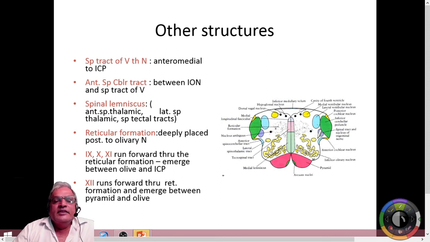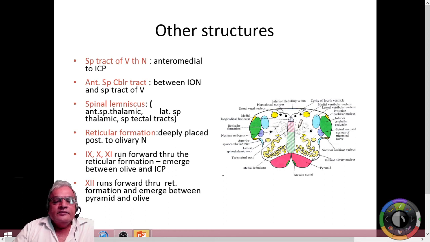Then the spinal lemniscus. Where is the spinal lemniscus? It's not very obvious here. The spinal lemniscus consists of the anterior spinothalamic tract, the lateral spinothalamic tract, and the spinotectal tracts. Together, they form the spinal lemniscus. I don't find it in this particular picture. Okay. Then the reticular formation is this dirt-like structure on either side. So this is the reticular formation that you see here.